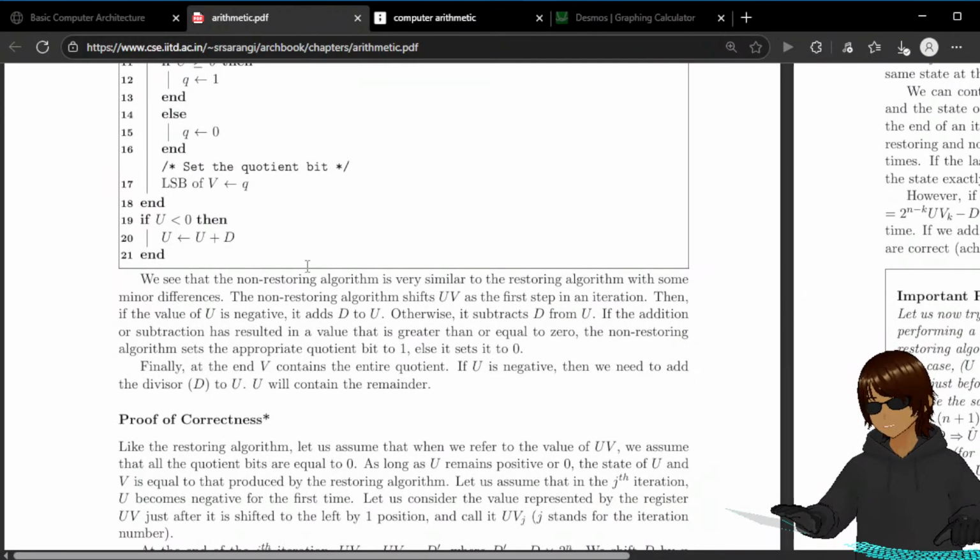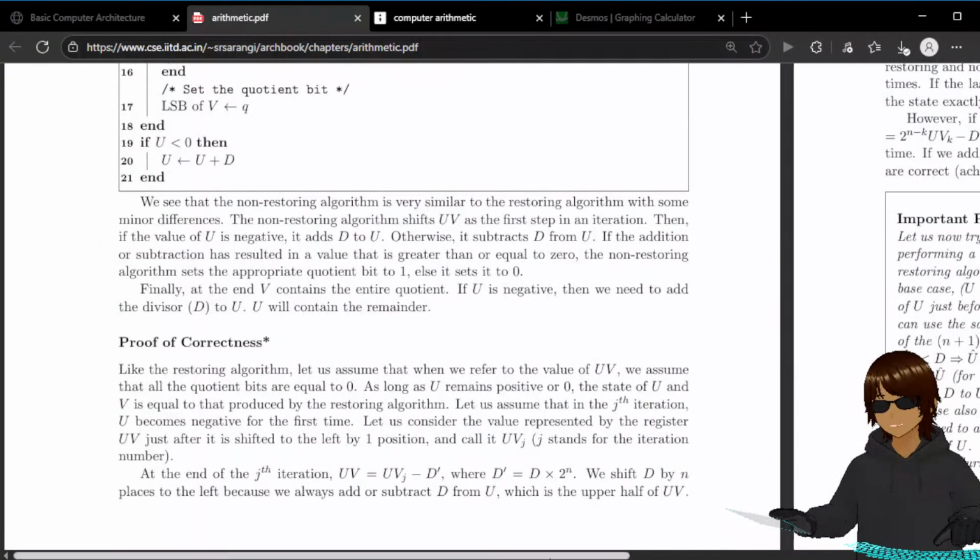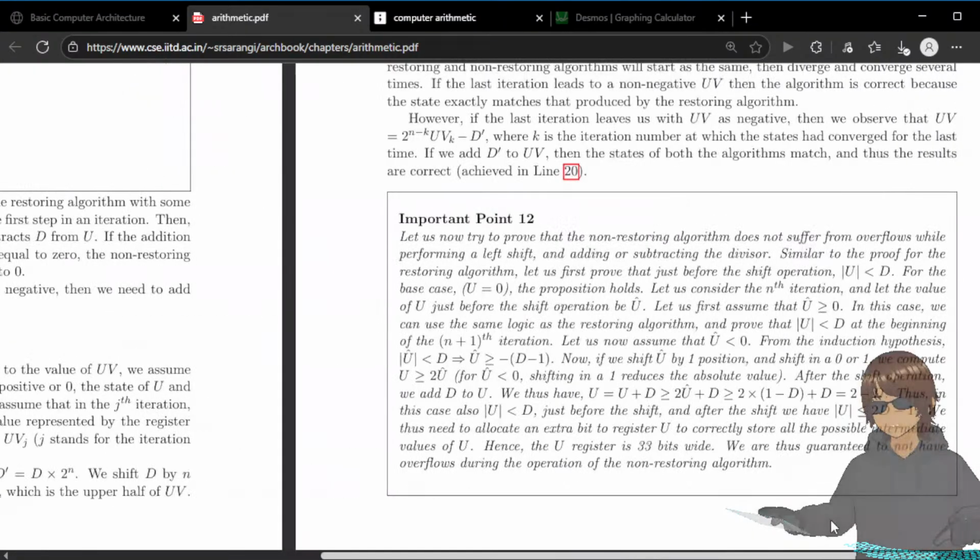We see that the non-restoring algorithm is very similar to the restoring algorithm with some minor differences. The non-restoring algorithm shifts uv as the first step in an iteration. And if the value of u is negative, it adds d to u. Otherwise, it subtracts d from u. If the addition or subtraction has resulted in a value that is greater than or equal to 0, the non-restoring algorithm sets the appropriate quotient bit to 1, else it sets it to 0. Finally, at the end, v contains the entire quotient. If u is negative, then we add the divisor to u. U will contain the remainder. All right, I'll just skip the proof of correctness part.